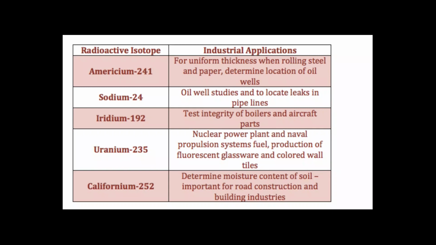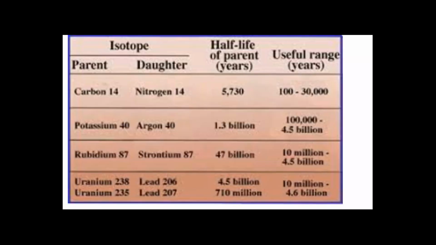Americium-241 is used for uniform thickness when rolling steel and paper, and for the determination of the location of oil wells. Sodium-24 is used for oil well studies. Iridium-192 is used to test the integrity of boilers and aircraft parts. Uranium-235 is used for nuclear power plants and naval propulsion systems. And californium-252 is used to determine the moisture content of soil, and it's important for road construction and building industries.